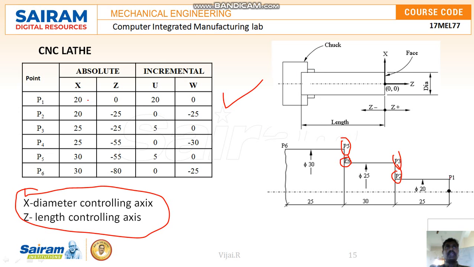And at point P2, the diameter is 20 and the distance is minus 25. Since the direction is minus, I give the value minus 25. And P3, you can see this is P3, where the diameter is 25 and z is minus 25. Then for P4 the diameter is 25 and z is 25 plus 30, minus 55. This is how we write the values of the coordinate points. First of all, we have to make the coordinate points, and only then can we go for the programming.